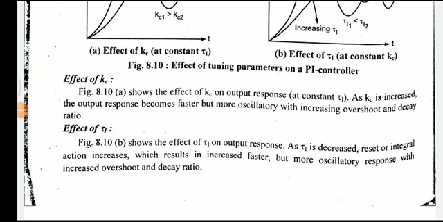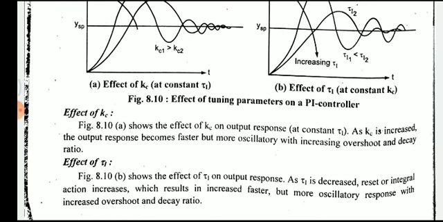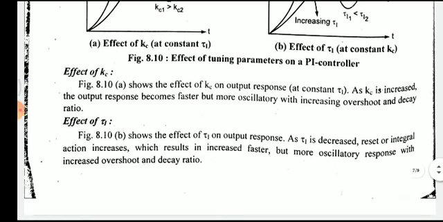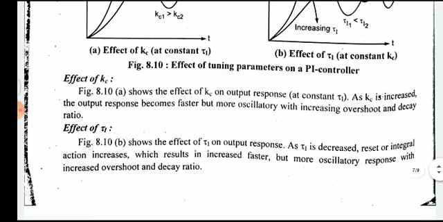This is the effect of the tuning parameters of the PI controller. Now let's see the effect of Kc in figure 8.10a. This figure shows the effect of Kc on output response at constant tau1. As Kc is increased, the output response becomes faster but more oscillatory, with increasing overshoot and decay ratio. Then the effect of tau1, 8.10b, shows the effect of tau1 on the output response.